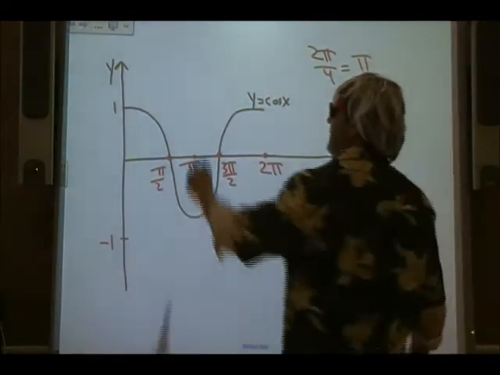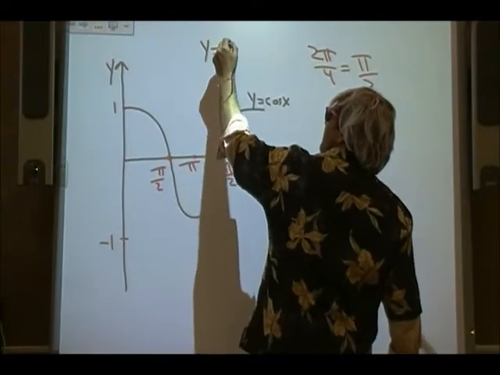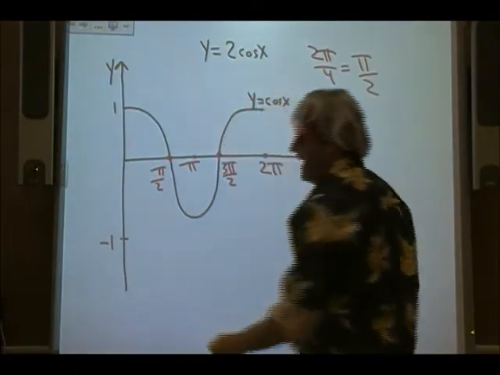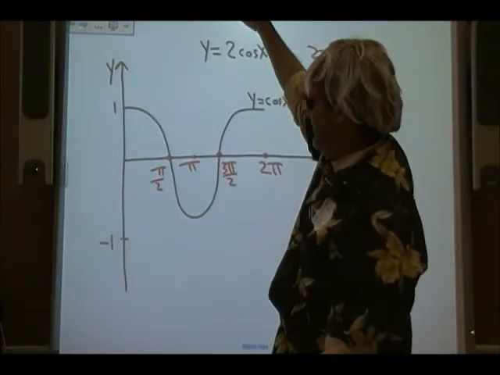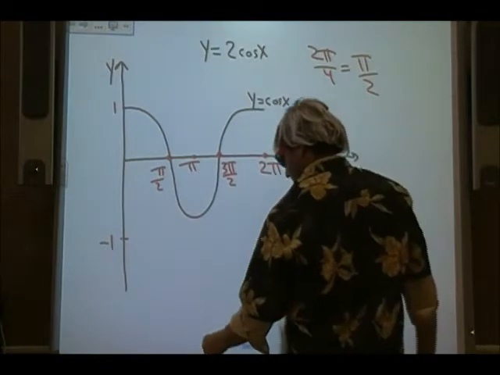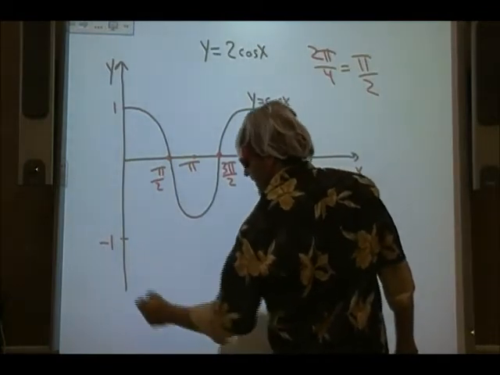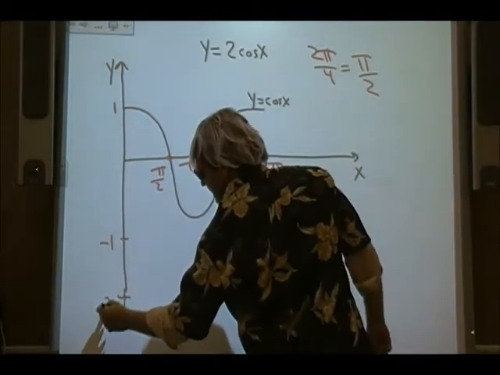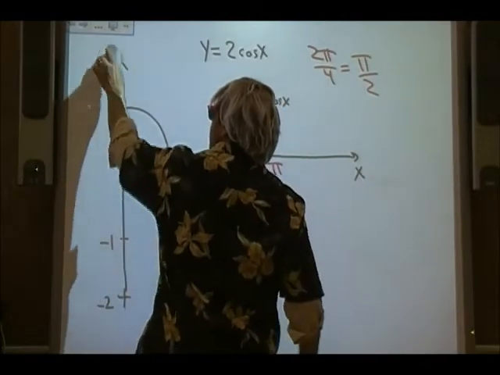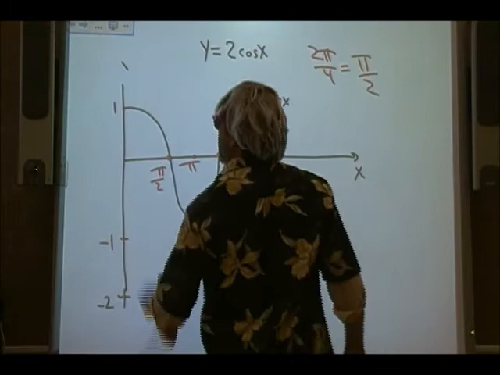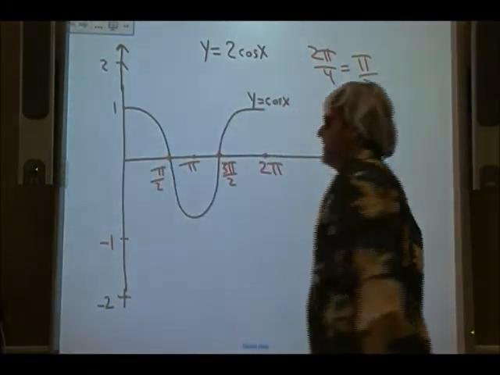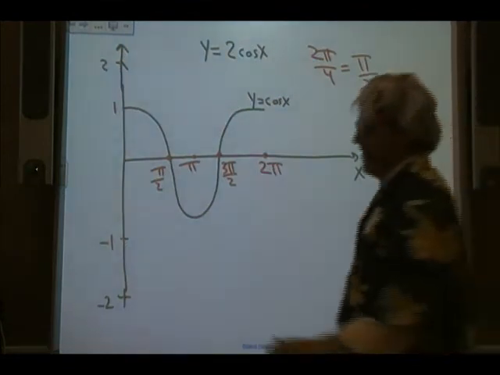But what if I wanted to do y equals 2 cosine x? Well, what has changed is just the amplitude. So it goes from 2 to negative 2. What is going to change on that one is this is going to go down to negative 2, and this one is going to go up to 2. Let me give a little bit more space here. It's going to go up to 2. So what points are important?